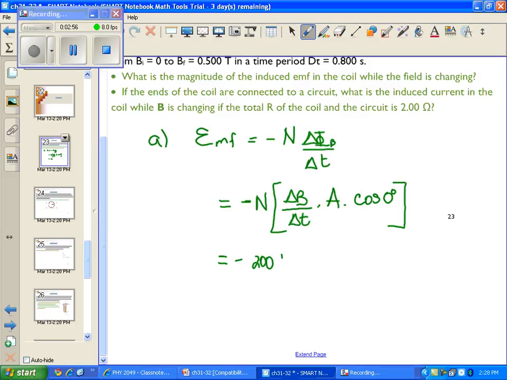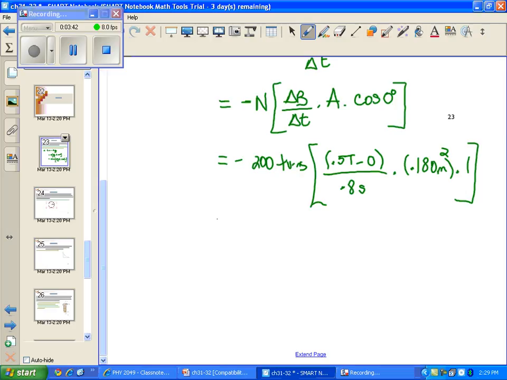Minus 200 turns times the change in magnetic field. And let's see, we are going from a B final, which is 0.5 Tesla, minus a B initial, which is 0, divided by the time for this change to occur, which is 0.8 seconds, times the area of the coil. Well, the length of each side, and it's a square, is 0.18 meters. So we take 0.18 meters and we square that, times the cosine of 0, which is 1.